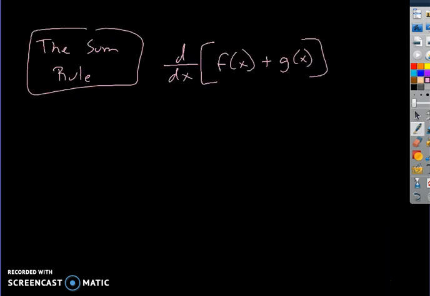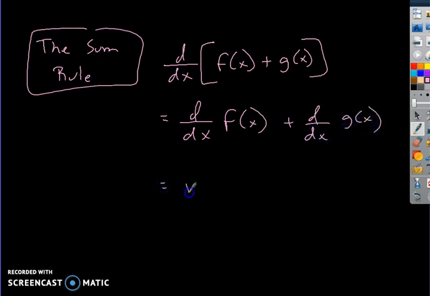All right, moving on. The next one is the sum rule. The derivative of the function f of x plus g of x is written as d/dx of f of x plus d/dx of g of x.